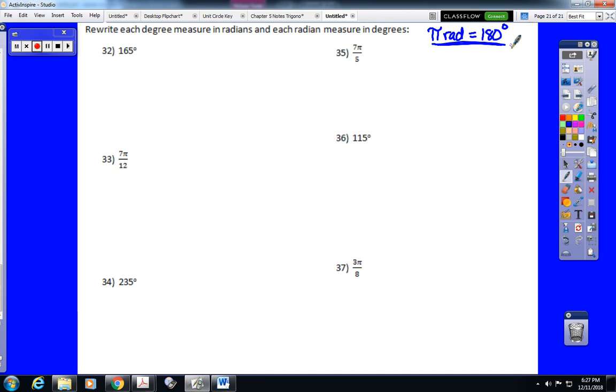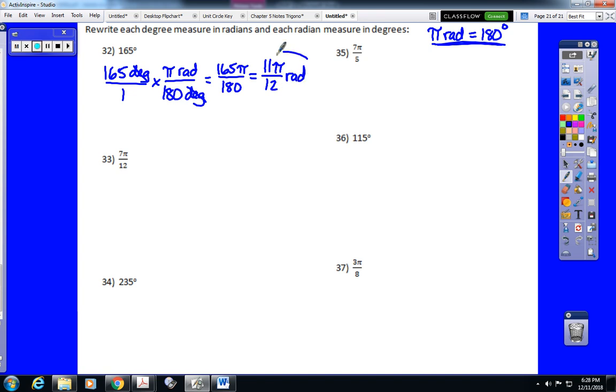So for instance, 165 degrees. What we do is we put that over 1 and we multiply it by the conversion factor, pi radians over 180 degrees. The reason we do that is degrees will cancel, making our measurement in radians. So that would be 165 pi over 180, which we would then reduce. Now I would point out that if you use your fraction button, it will reduce that fraction for you. That reduces to 11 pi over 12 radians.